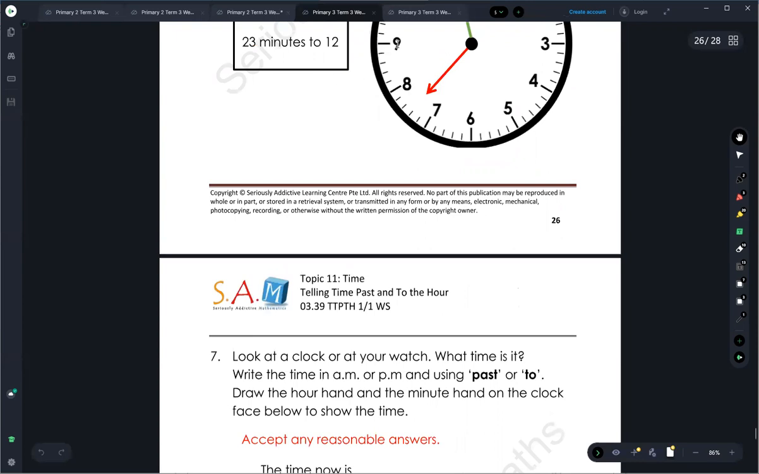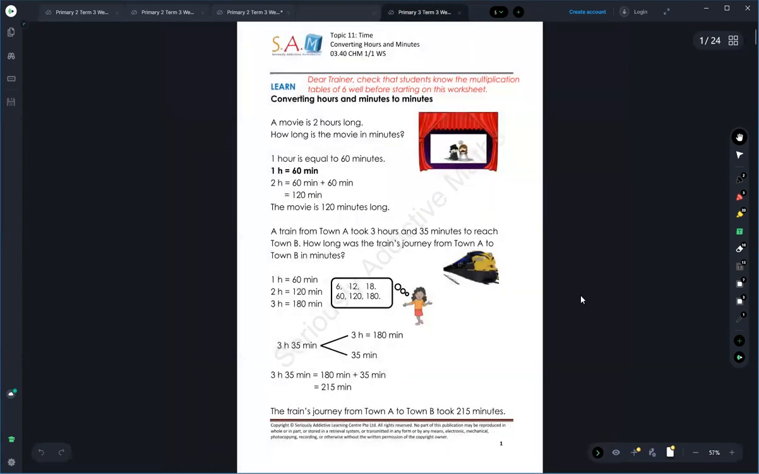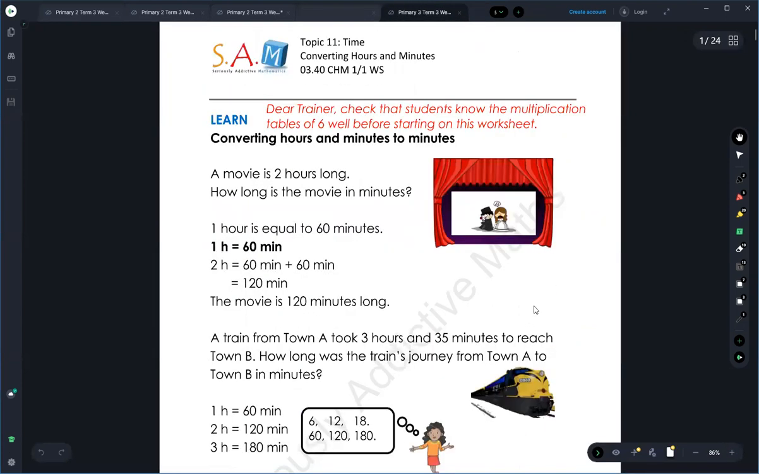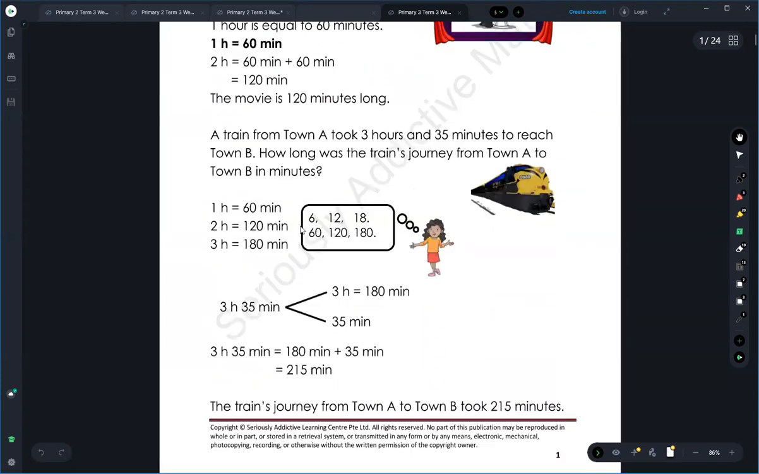Okay, next booklet has got to do with conversion. Okay, so you can see the instructions here, right? Check that students know the multiplication tables of 6 well before you start on this, because you'll be relying a lot on the multiples of 6. Okay, give them a sense of how long an hour is. So a movie typically is about 2 hours long, and an hour is equal to 60 minutes. So 1 hour equals 60 minutes, 2 hours equals 120 minutes, right? Always give them a real life example so that they can understand how it's applied in their day-to-day life.